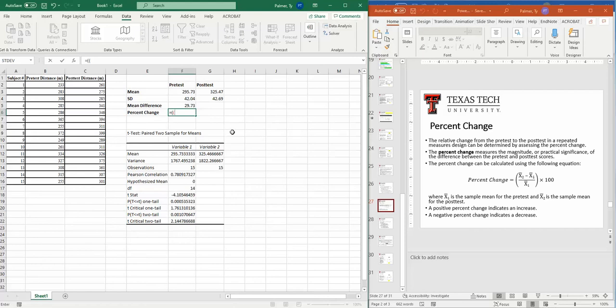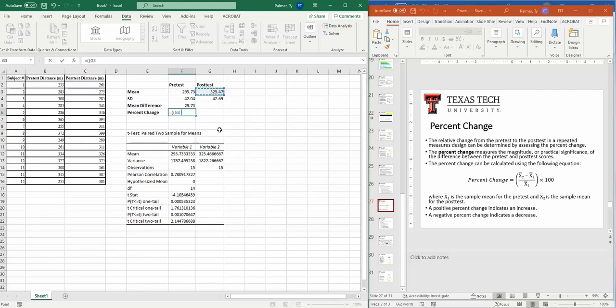Now we can proceed to put in the correct values. Remember, this x2 here is the sample mean for the post-test. And so the post-test mean we can take from here in our Excel sheet. Here's the cell with the post-test mean. I'm going to click on it, and then there we go. We put it in our equation, the post-test mean.